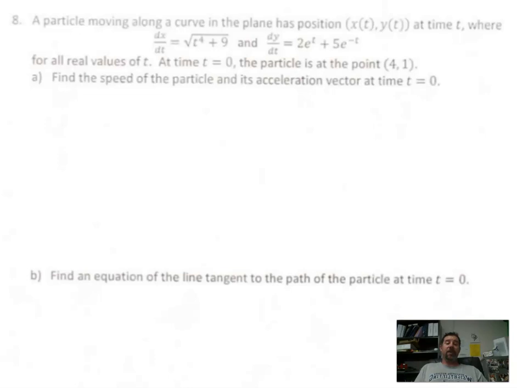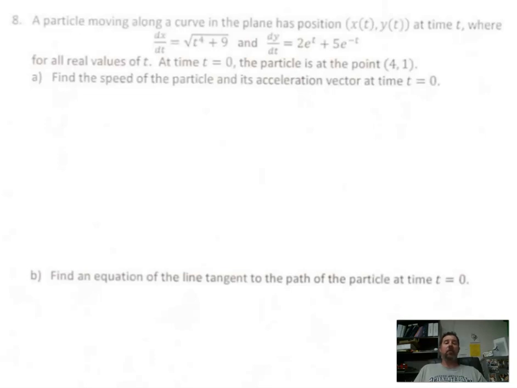Okay, boys and girls, well that's pretty much parametrics in a nutshell right there. Let's see if we can't do an FRQ. A particle is moving along a curve in the plane. It has position x of t, y of t, at time t, where dx/dt is given by the square root of t to the 4th plus 9, and dy/dt is given by 2e to the t plus 5e to the negative t, for all real values of t.